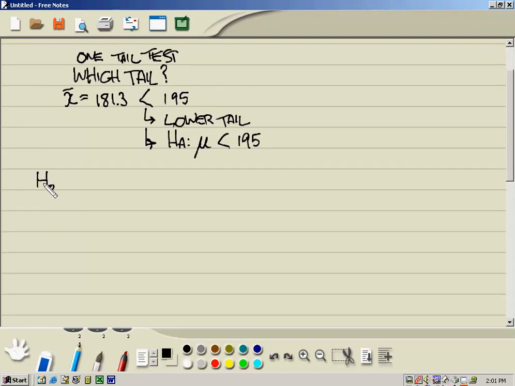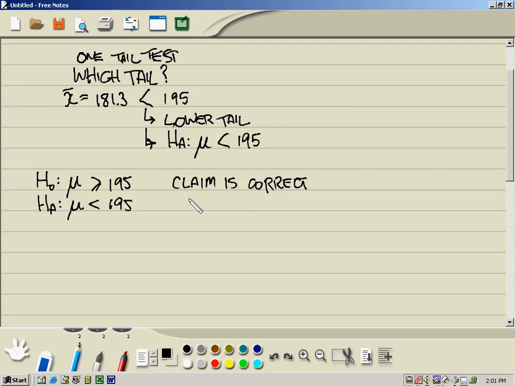Write down both hypotheses. Let's do the alternate first, since we have that. Mu less than 195. Null will be mu greater than or equal to 195. And if the true average is greater than or equal to 195, Ralph's claim is correct. And conversely, if the true average is less than 195, the claim is not correct.